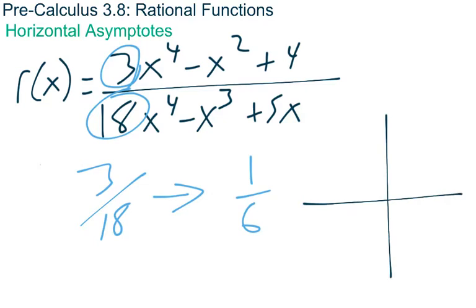So if you were to graph it, obviously 1, 2 would be there. 1/6 would be just barely above the 0 line. But that would then be a horizontal asymptote of this function.